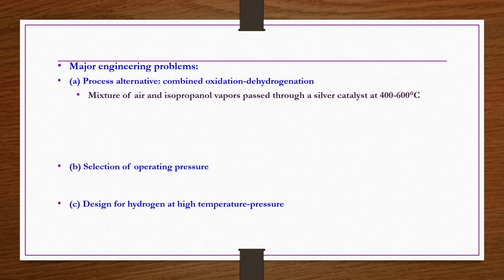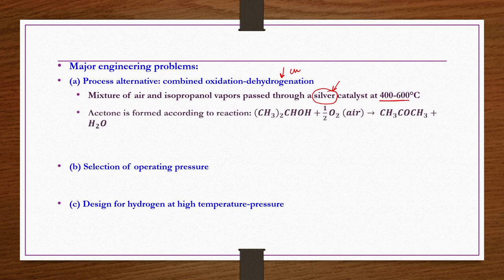Under the process alternatives, a mixture of air and isopropanol vapors is passed through a silver catalyst. If you are doing the oxidation process, then you have to use a silver catalyst. If you are using dehydrogenation, then you have to use a copper or brass catalyst. For the oxidation, the required temperature is 400 to 600 degrees centigrade.